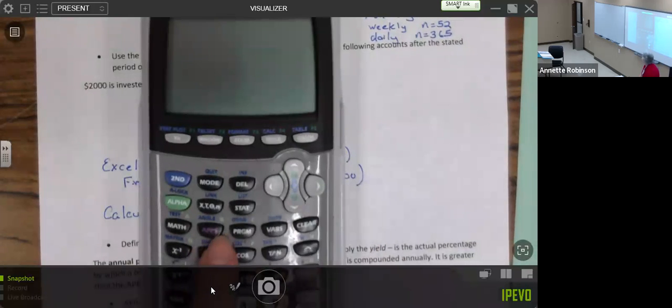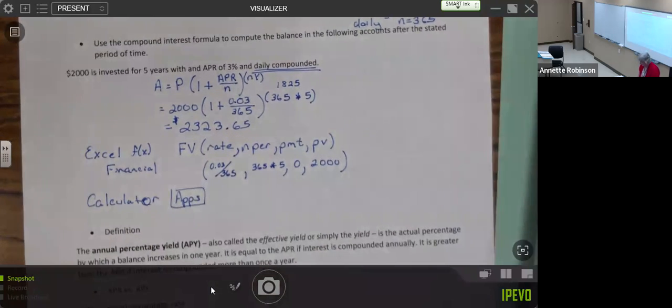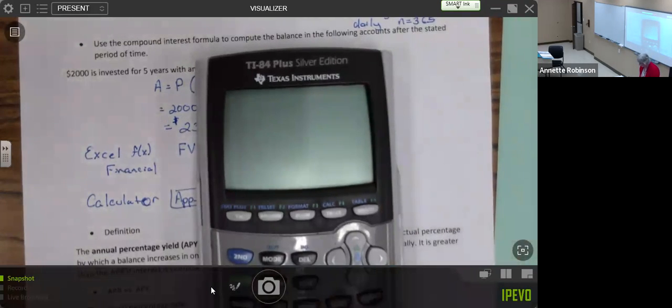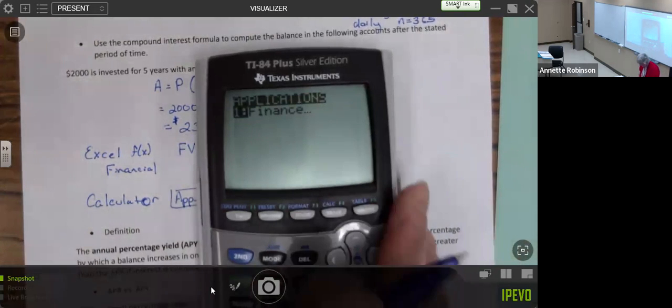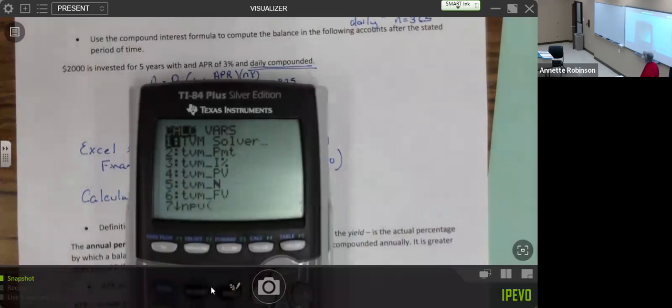On your calculator, you should see a button that says APPS. Mine is in kind of purple letters. If it hasn't been changed, when you hit the apps button, it should give you the name finance. So we're going under apps. We're going to use the finance app. So you're just going to hit enter. And when you hit enter, this is what the screen is going to look like.